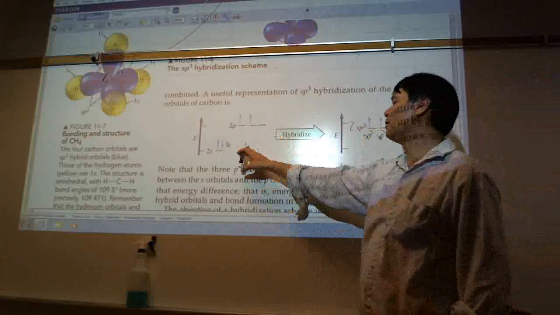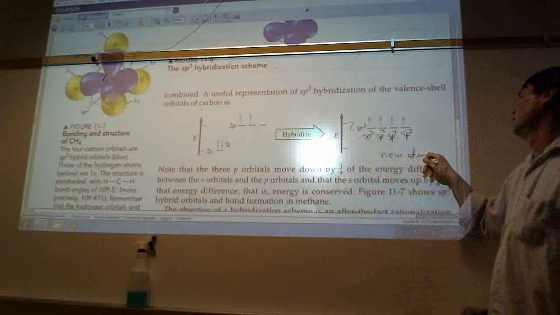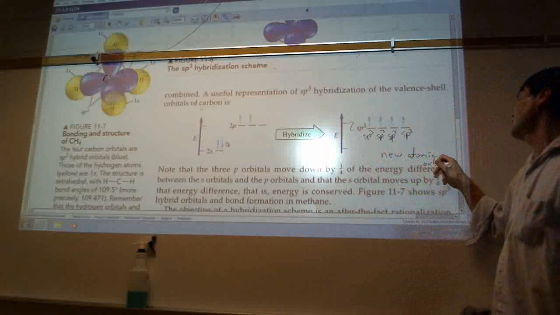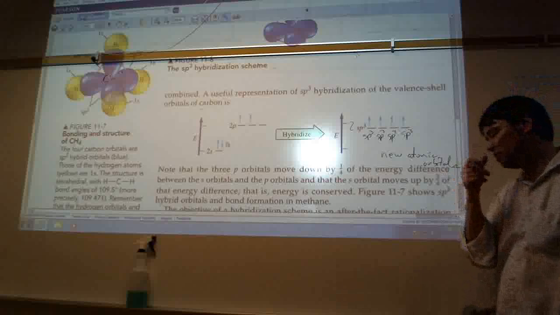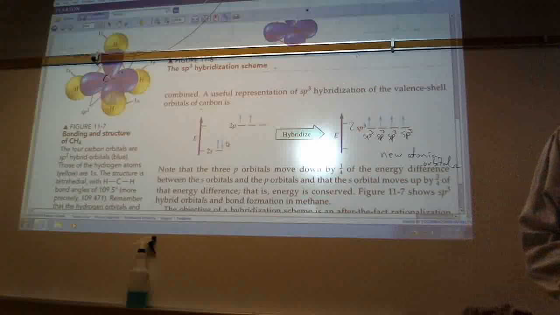Here are our old atomic orbitals. These are our new atomic orbitals. This costs energy to make these, but the return is we minimize repulsions. Rather than having a 90-degree repulsion, we end up with a 109 repulsion. And so it turns out to be energetically favorable to do this. This is a quantum mechanical mixing of the wave functions to generate new wave functions. Does that make sense? So there's wave mixing, creating new waves.